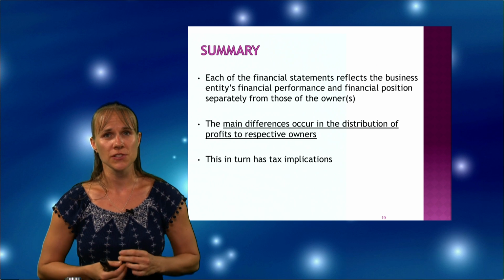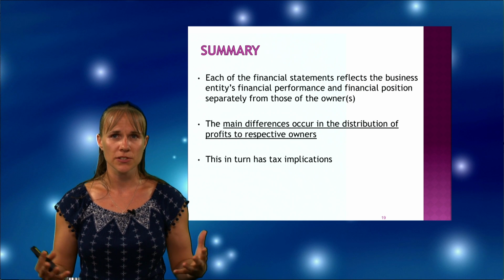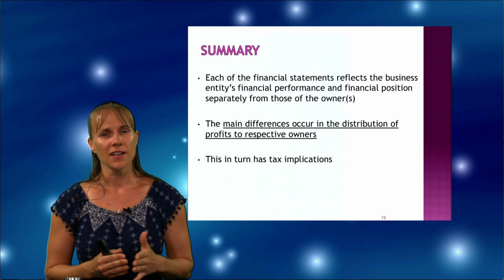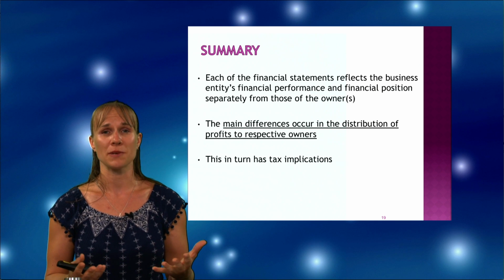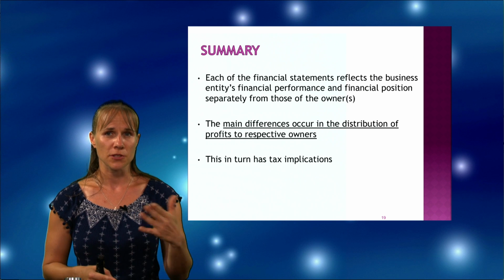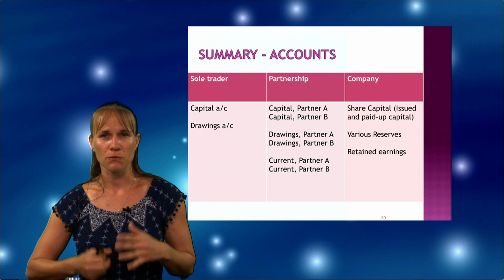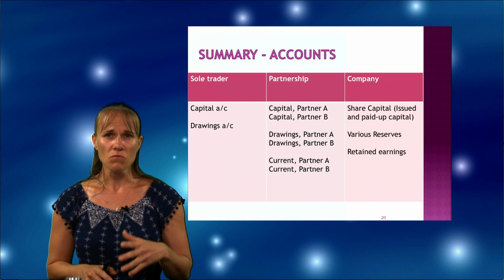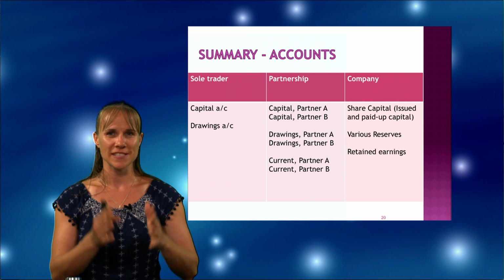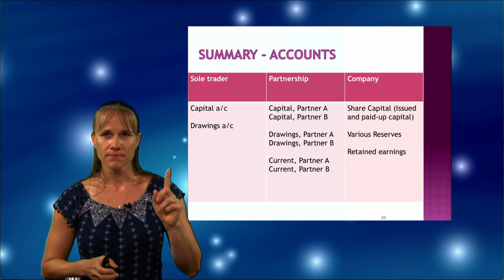The main differences in our financial statements between our business structures occur in the distribution of profits to our respective owners, as you've seen looking at those different equity sections. This in turn is going to have taxation implications. Now if we just have a quick look here, summarising the different accounts between the different business structures, you can see with the sole trader, one capital account, one drawings account.